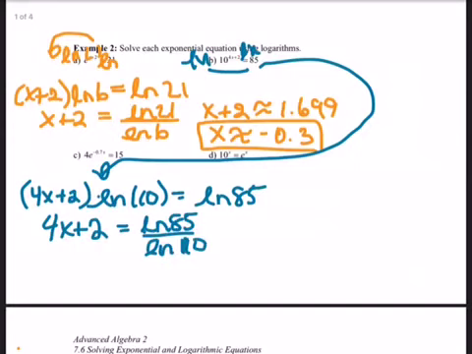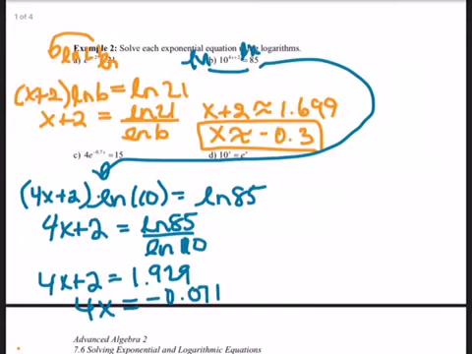Whoops, not 110, just 10. So that gives me 4x plus 2 is about equal to 1.929. So I'm going to subtract 2. And I rounded that, and then I'm going to divide by 4. So x is about equal to negative 0.0176.